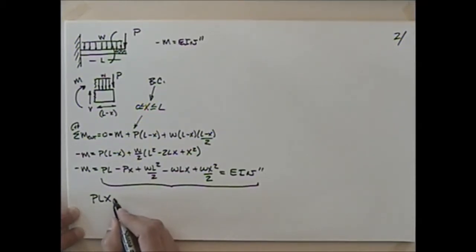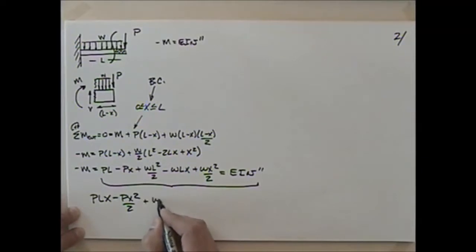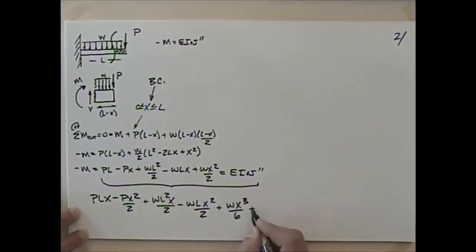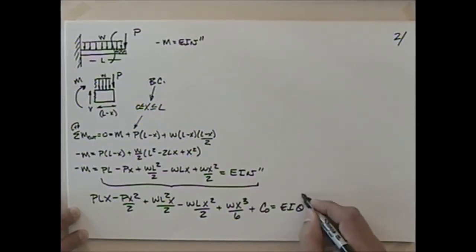So if I integrate this thing, I'm going to come up with PLx minus Px squared over 2 plus WL squared x over 2 minus WLx squared over 2 plus Wx cubed over 6 plus my constant of integration. I'll say C naught is equal to EI, and then V single prime is really your slope theta, isn't it? That's V prime.